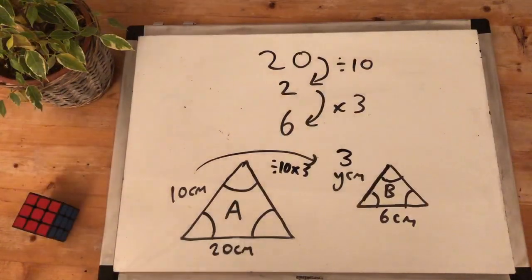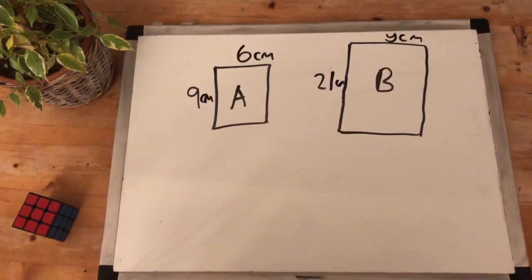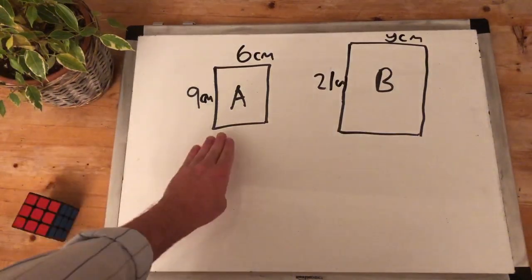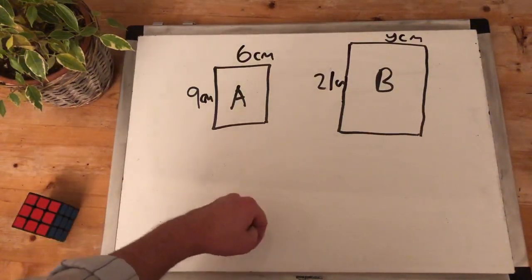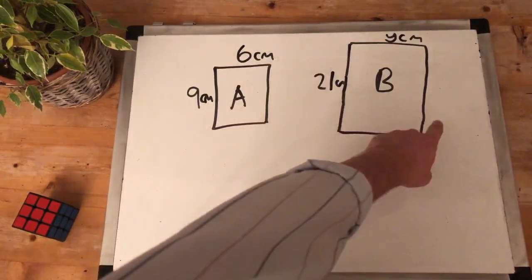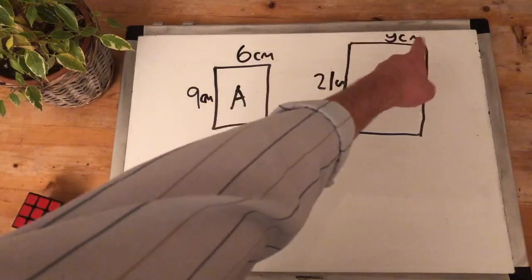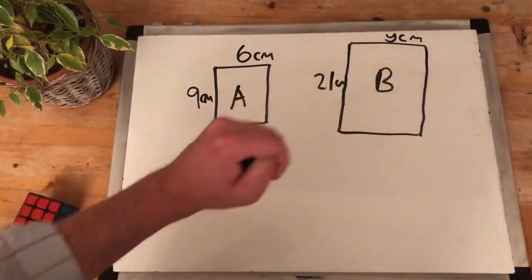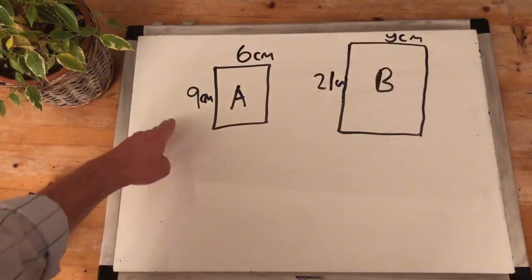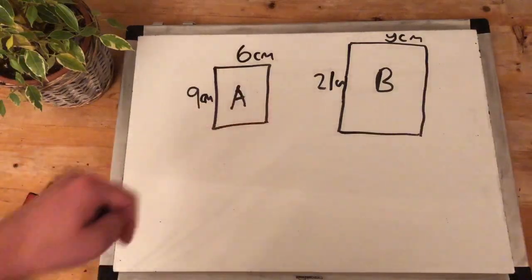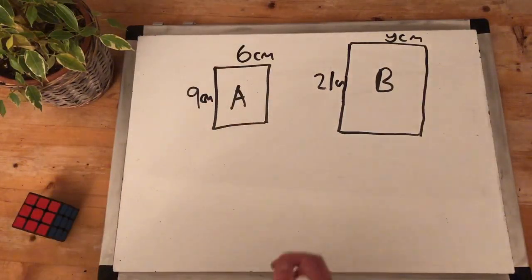I'm going to show you one more example. Okay, so shape A and shape B are similar. I'm looking at the base. We don't have any information there, so that doesn't help us. Looking at the right, no information, it doesn't help us. Looking at the top, I've got 6, but I've got Y, so I'm going to need the top to find out what Y is. Looking at the left, 9 and 21. So I know that's what I'm going to have to use.